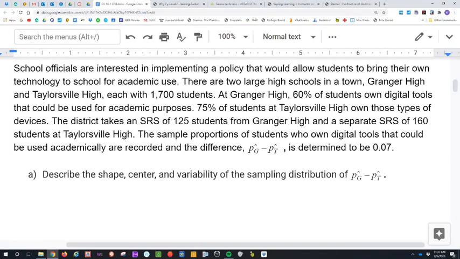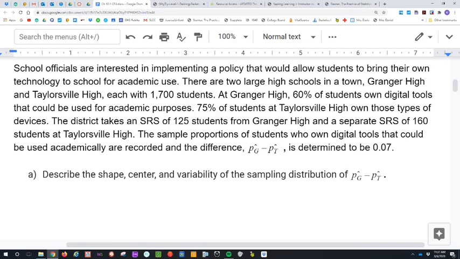Okay, so this is chapter 10.1, CFU, on concept 1, sampling distribution of the difference of two proportions. Students should be able to describe the shape, the center, and the variability, in other words, the standard deviation or the spread, of the sampling distribution of the difference of the two proportions. So let's dive in.